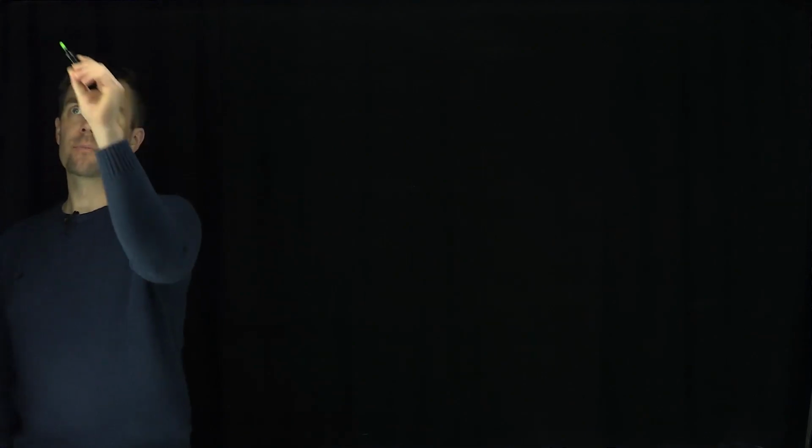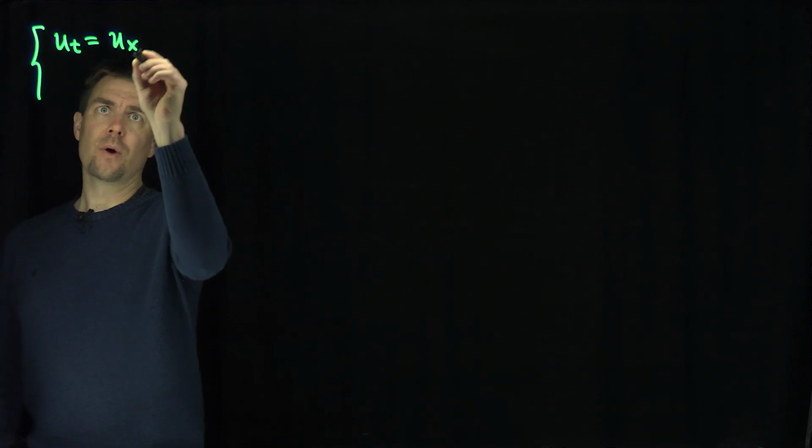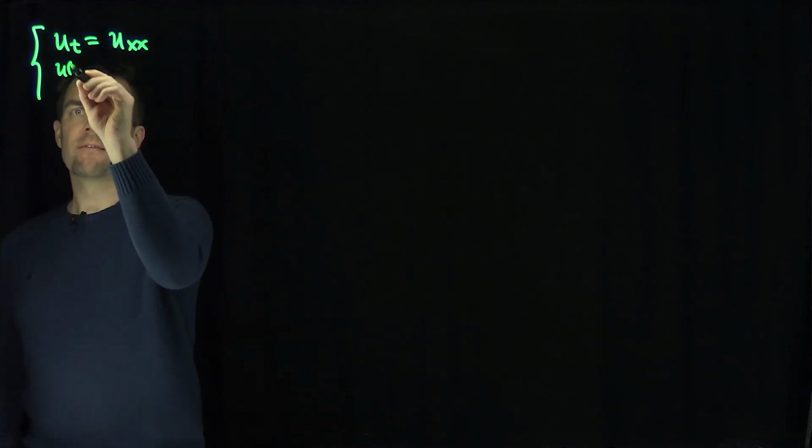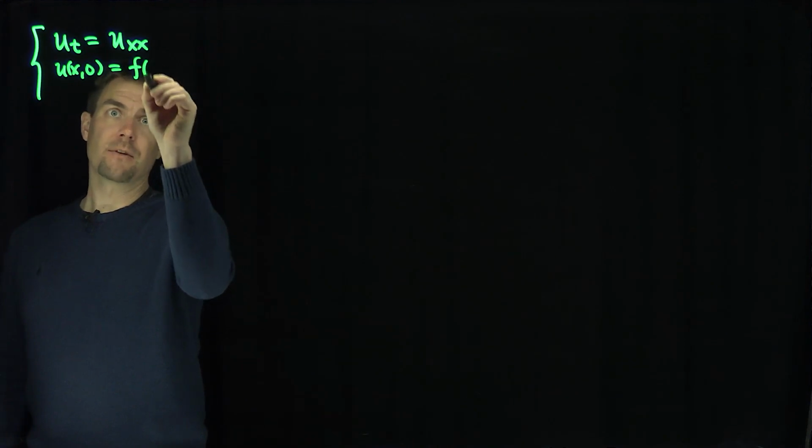Hello students, in this video we'll solve the Dirichlet problem for the heat equation on a finite interval. Let's suppose we wish to solve the following boundary value problem. Our boundary value problem is partial u partial t is u_xx. I would like to have u of x, 0 being equal to some given density function f of x.